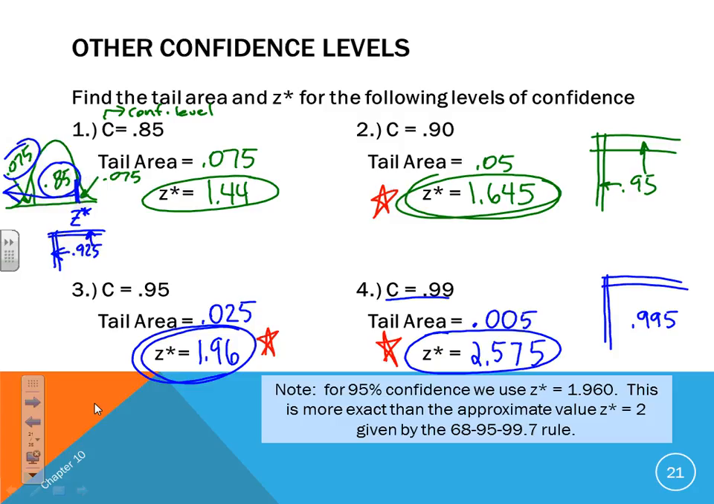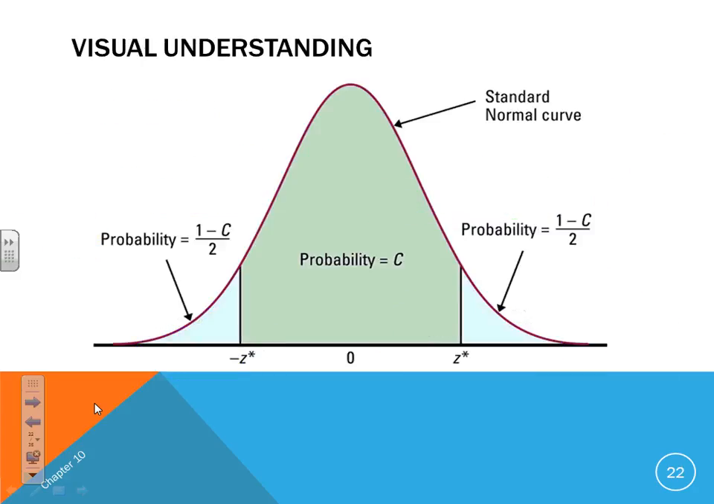And this note down here at the bottom just kind of reminds us what we said before, that we said z star was 2 yesterday, and now we're saying it's 1.96. For the remainder of these processes, let's go ahead and use 1.96 just to be a little bit more accurate. All right? This gives you a visual understanding of what's going on.